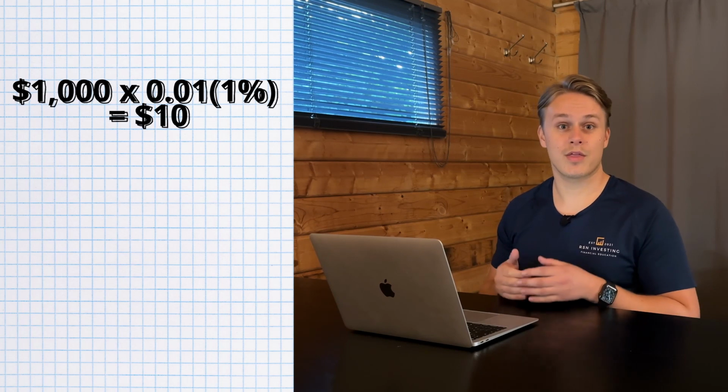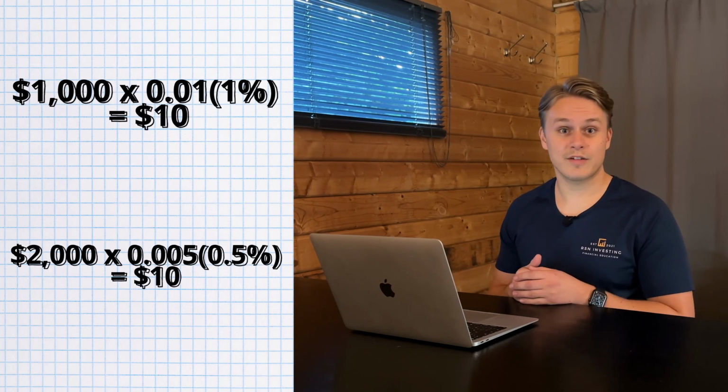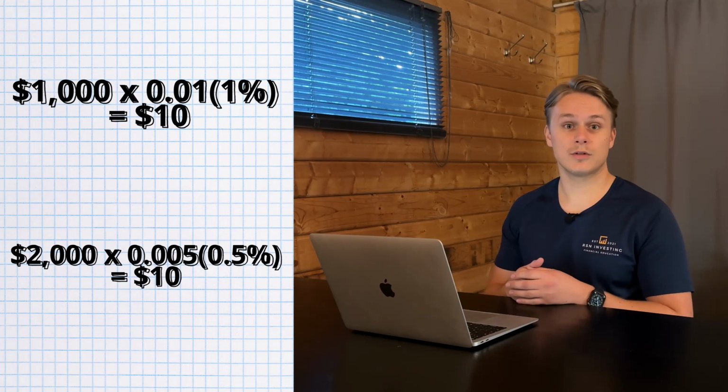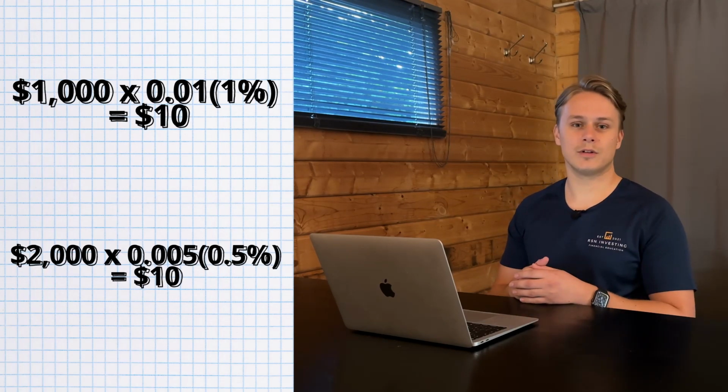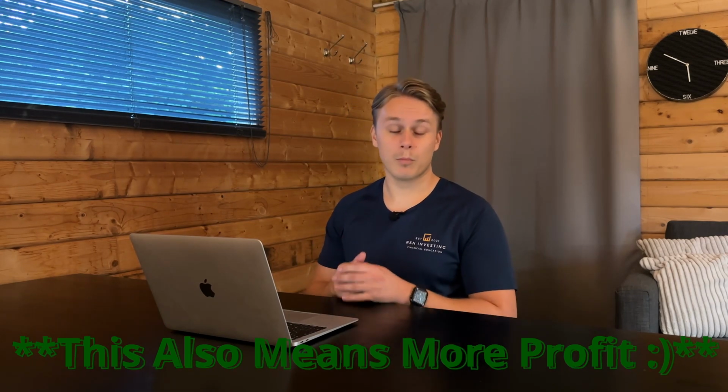Let me show you the math. 1% of $1,000 is $10 and 0.5% of $2,000 is also $10. So you risk the same amount while you are using more money. This is because of the percentage your stop loss is away from your entry. In the last example, our stop loss was closer to our entry, but I'll give you another example where our stop loss is further away from our entry.